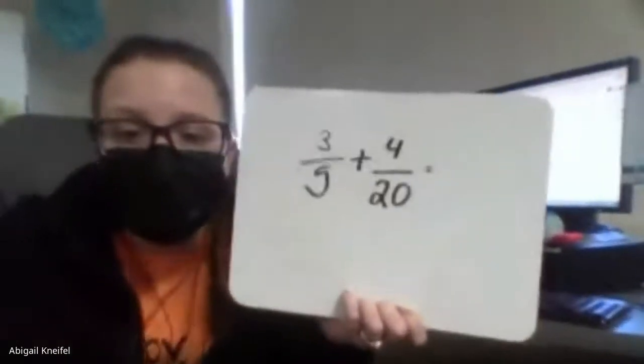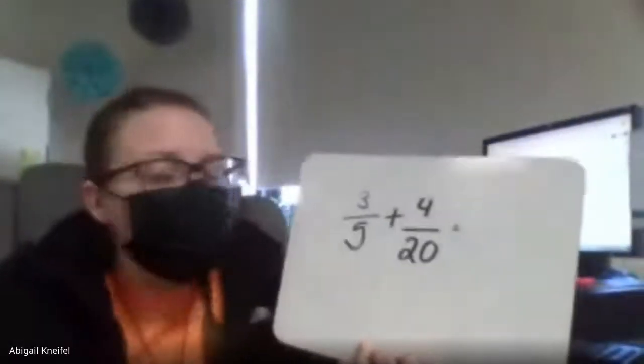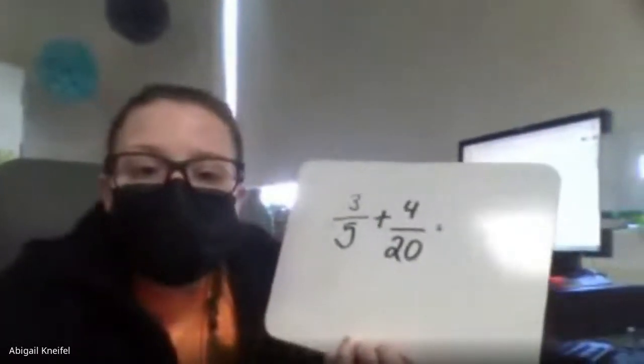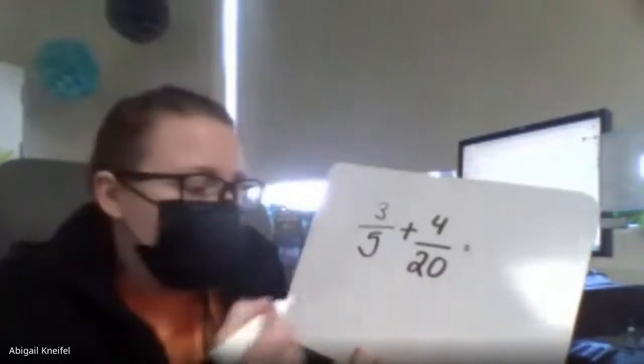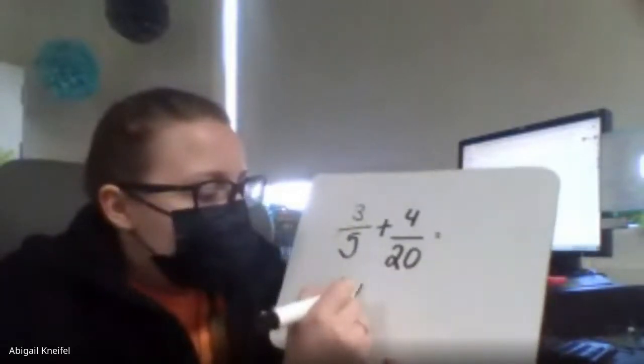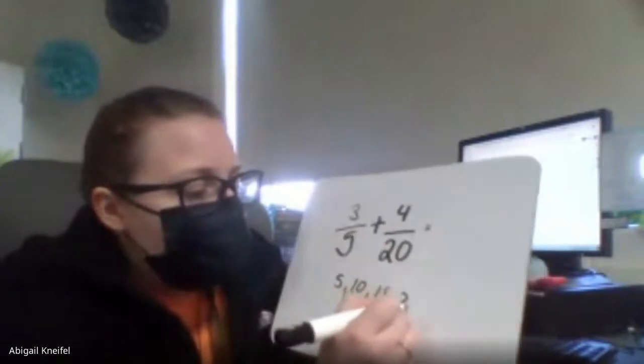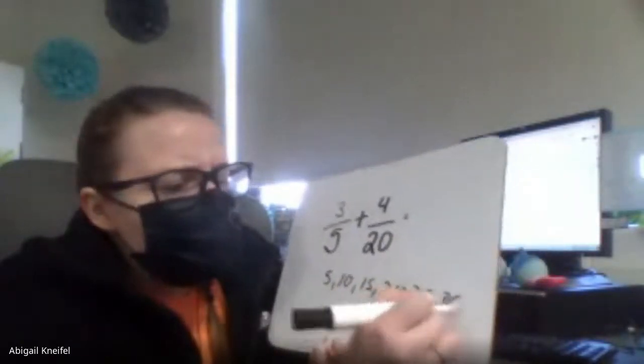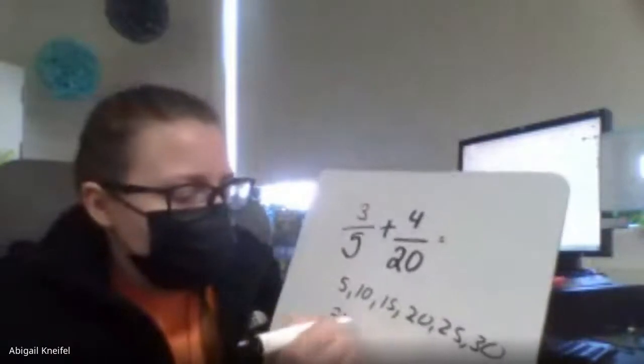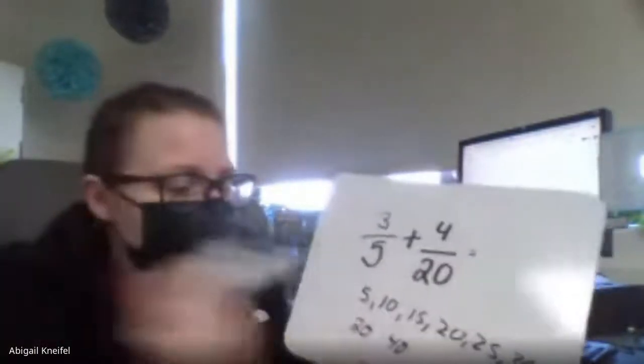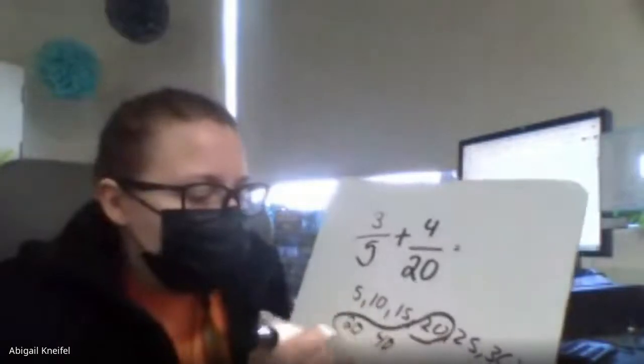All right. We are going to start working through this. Step 1, find the least common denominator. Mrs. Kneifel likes to start with normally the smaller one. So 5, 10, 15, 20, 25, 30. That should be far enough. Oh, look, 20, 40. I already see a least common denominator. 20 is my least common denominator. I do not need to redo 4 20ths. 4 20ths is going to stay 4 20ths. However, I need to change the 5 to 20.